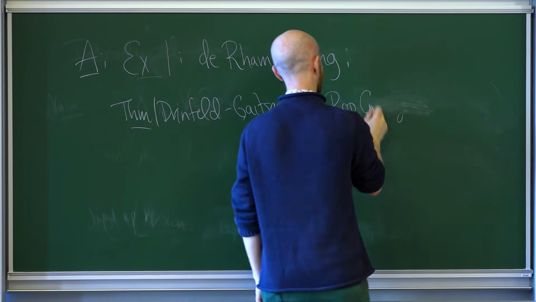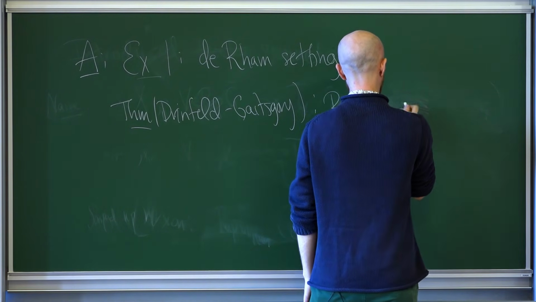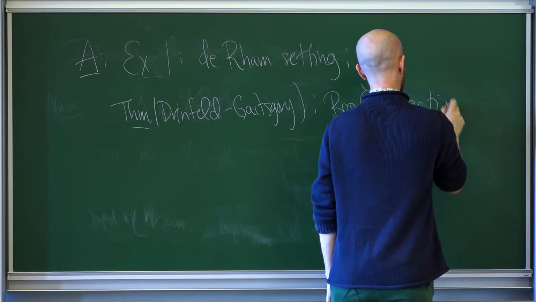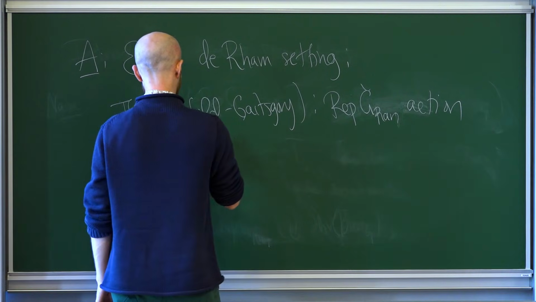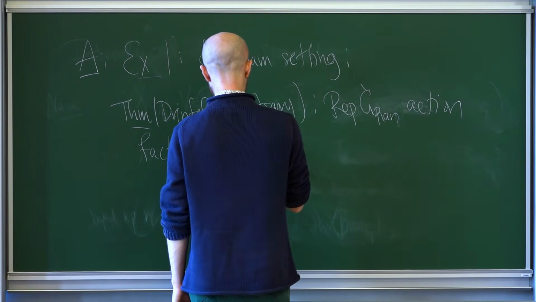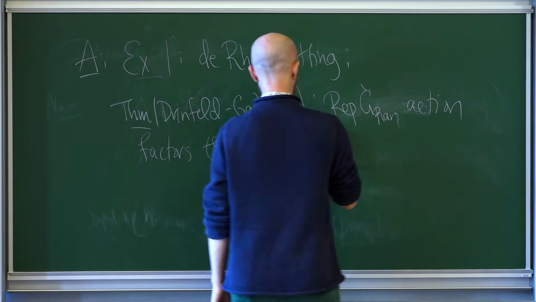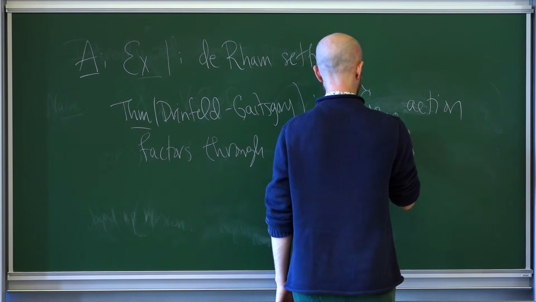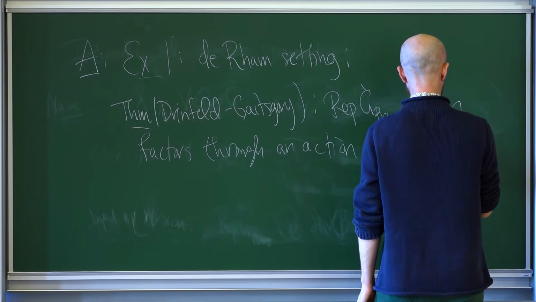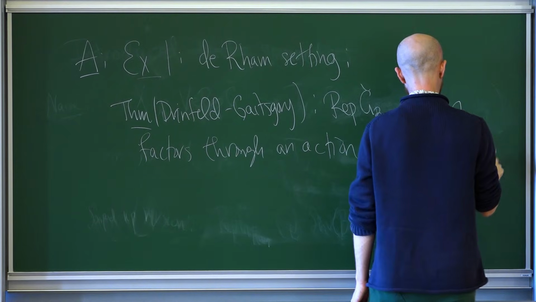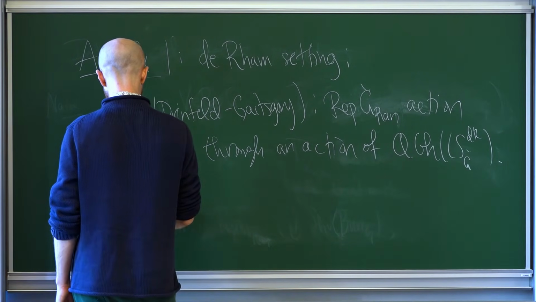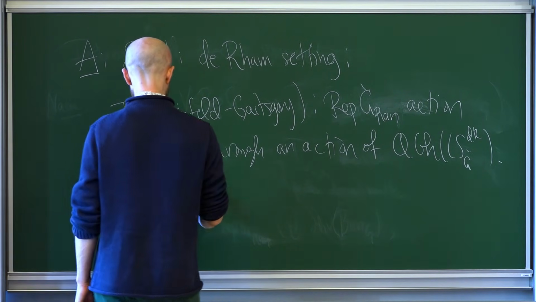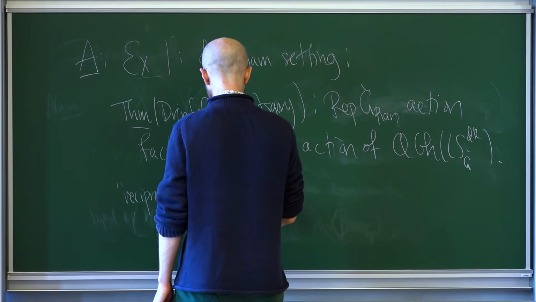This Rep G-check Run action factors through the action of QCoh of Loc_sys G-check de Rham. So this is kind of reciprocity for Hecke eigenvalues.